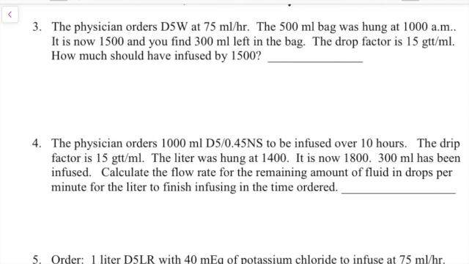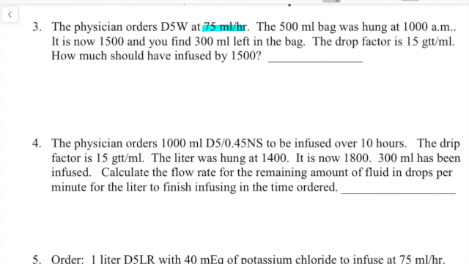The physician orders D5W at 75 mLs per hour. The 500 mL bag was hung at 10 a.m. It is now 1500 and you find 300 mLs left in the bag. The drip factor is 15 drops per mL. How much should have infused by 1500?